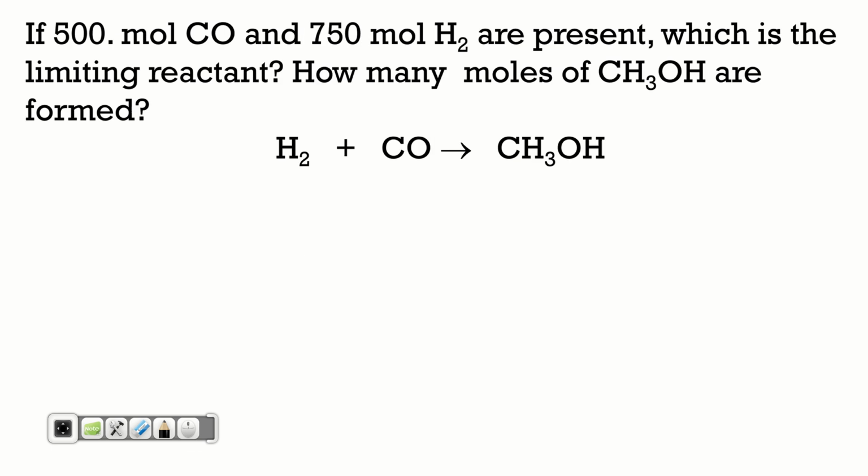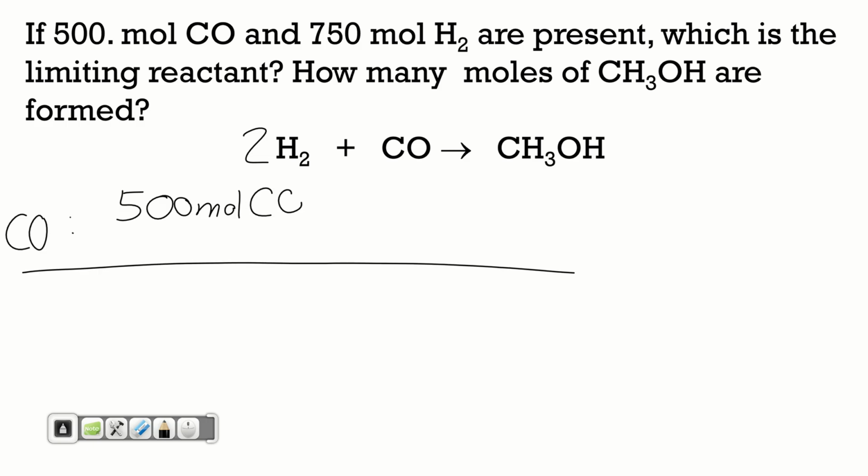All right, 500 moles and 750 moles. Maybe we're only doing mole to mole. Okay, that's pretty cool. All right, so I have 2 H's, I have 4 H's, so there's 2 right there, and 1 C, 1 C, 1 O, 1 O, we're good. All right, so I have 500 moles of CO. Sorry, CO is my first reactant. H2 is my other reactant.